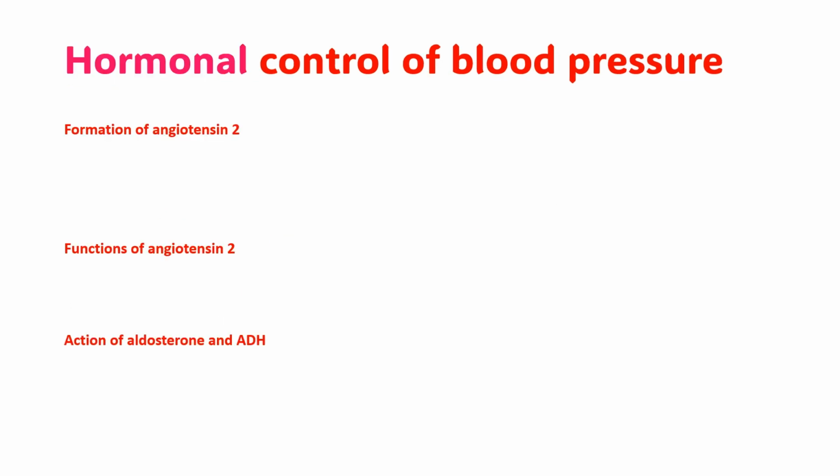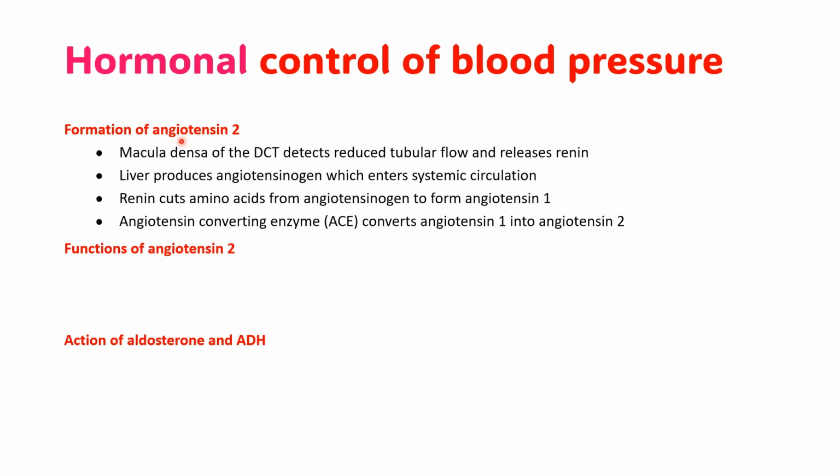So let's look at the hormonal control of blood pressure. I'm going to use the same example. What would happen if an individual's blood pressure is low? We need to form this chemical called angiotensin II. How that's done is specialized cells called the macula densa, located within the distal convoluted tubule of the nephrons within the kidneys, detect reduced tubular flow, and therefore they release this substance called renin. So bear that in mind for now.